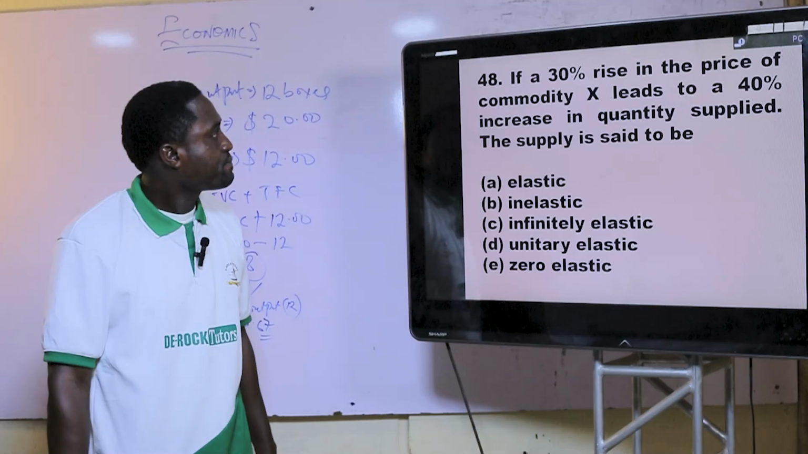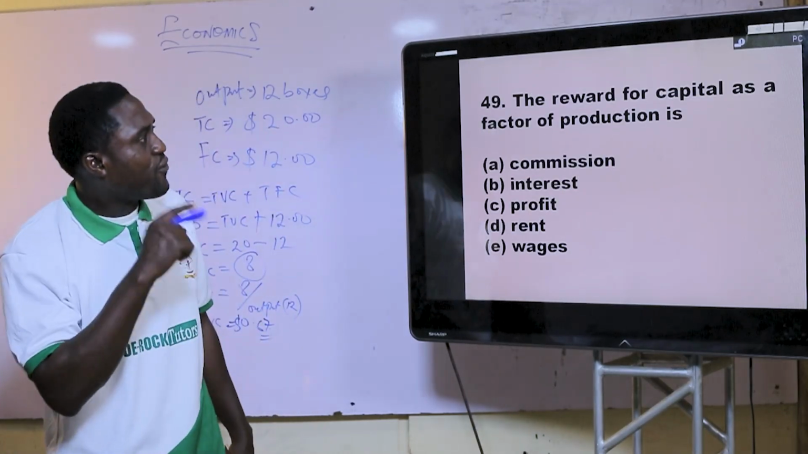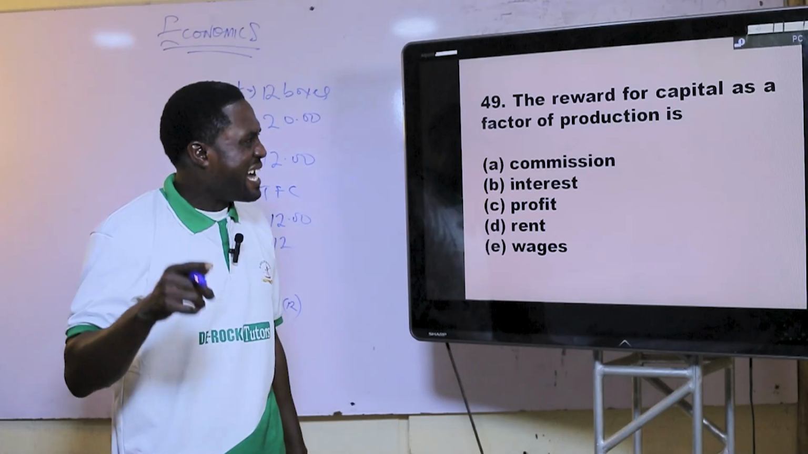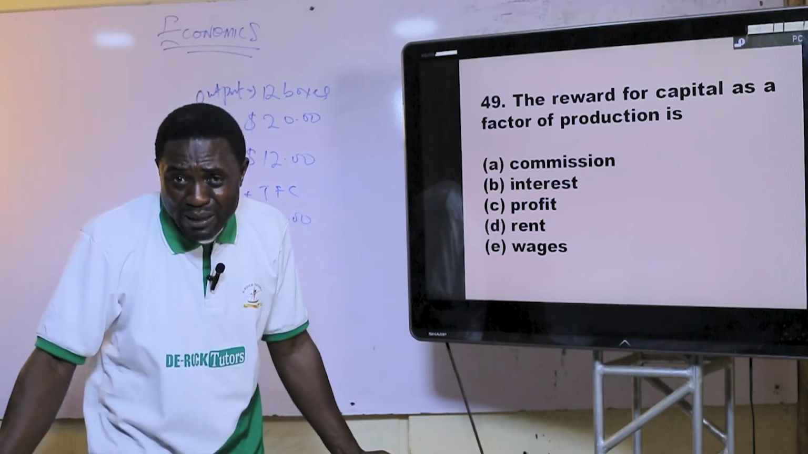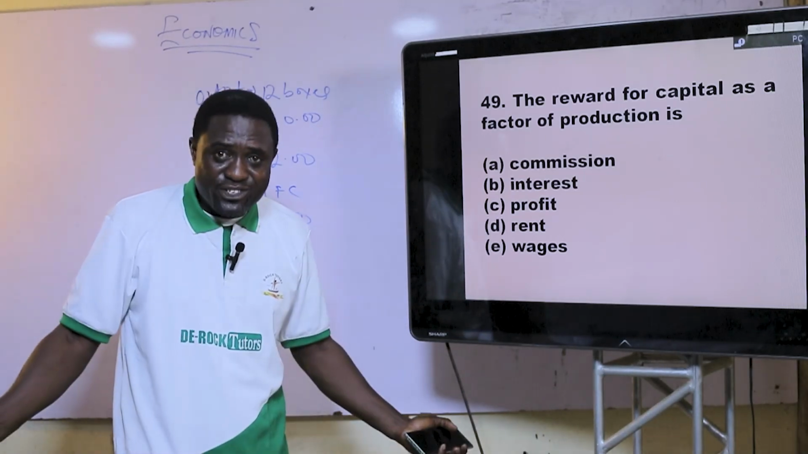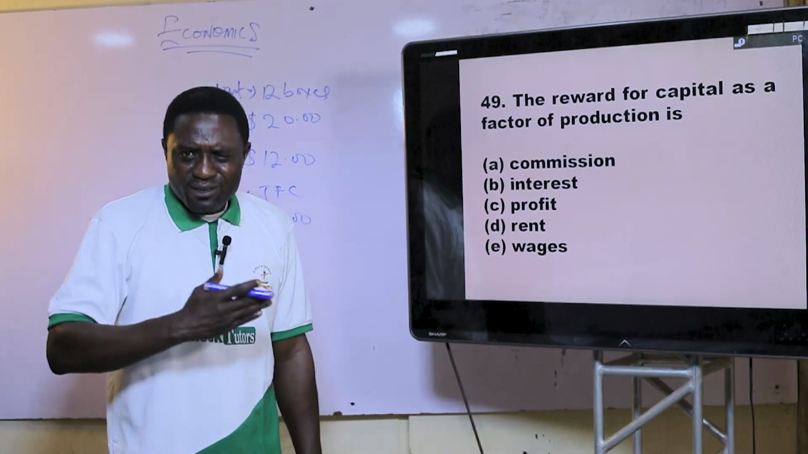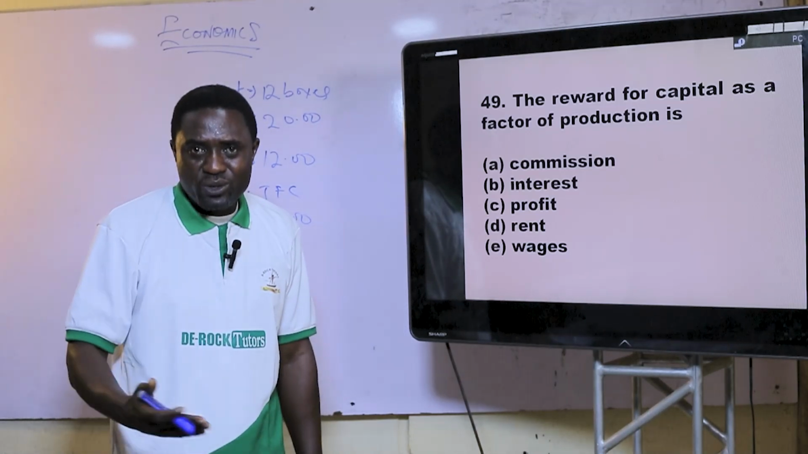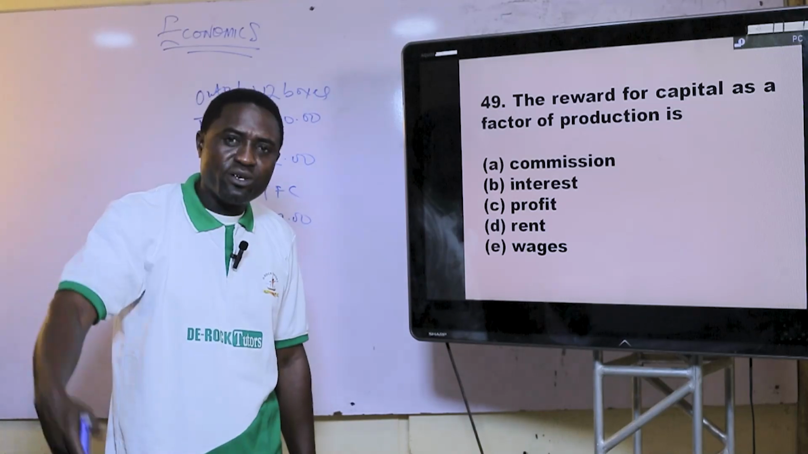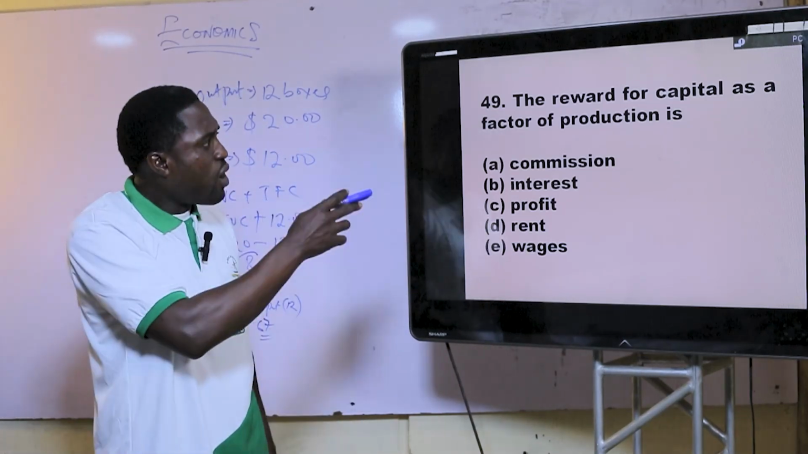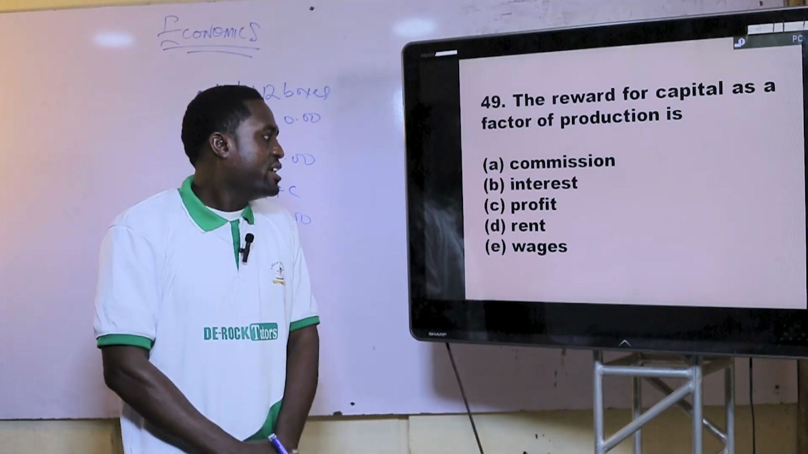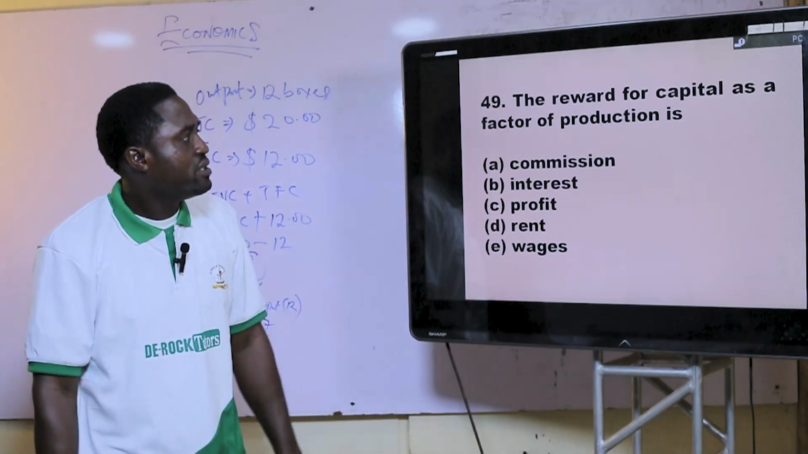The next question. The reward for capital as a factor of production is what? Interest. You understand? Reward for land is rent. Reward for labor is wages and salary. Reward for an entrepreneur is profit. So the reward for capital as a factor of production is interest. So the perfect answer to this is B.